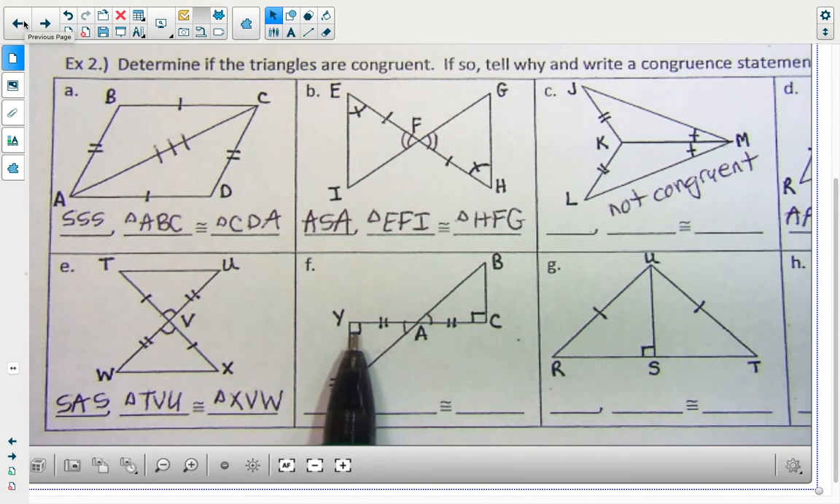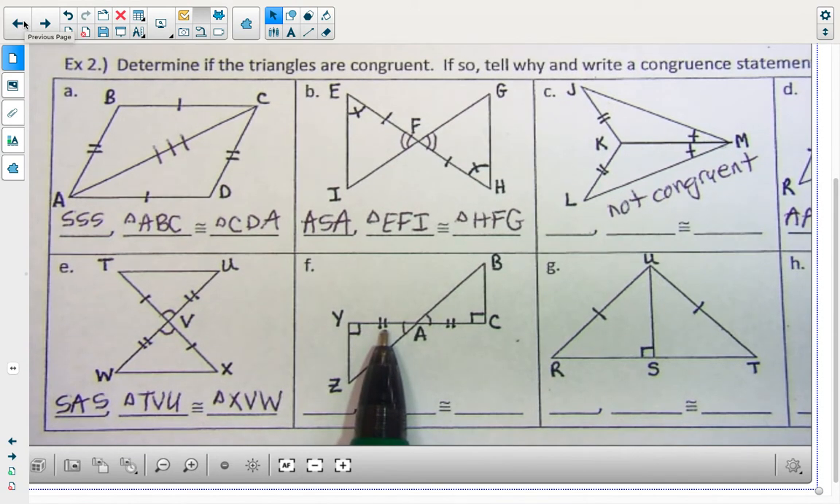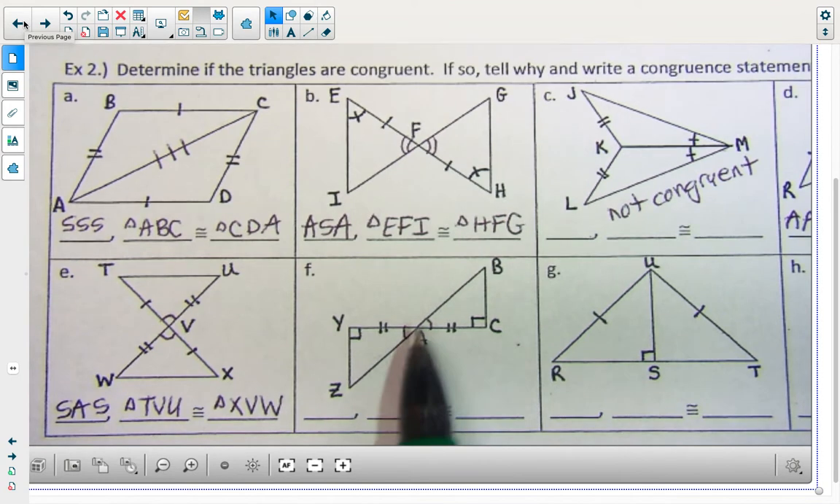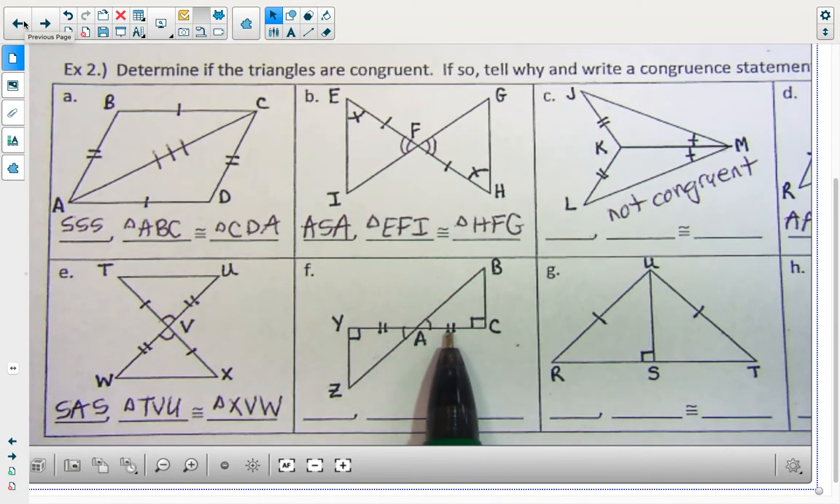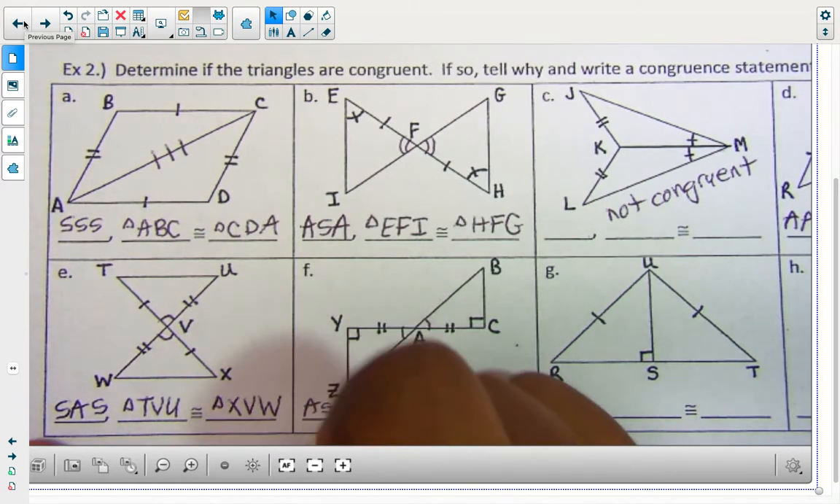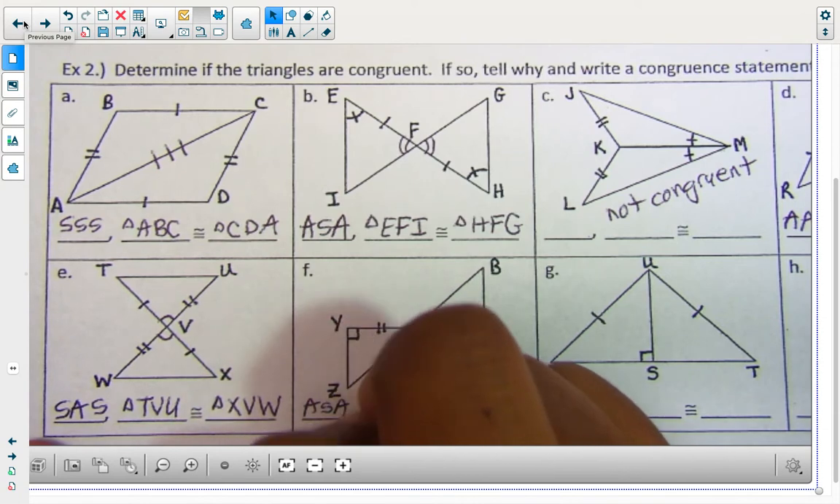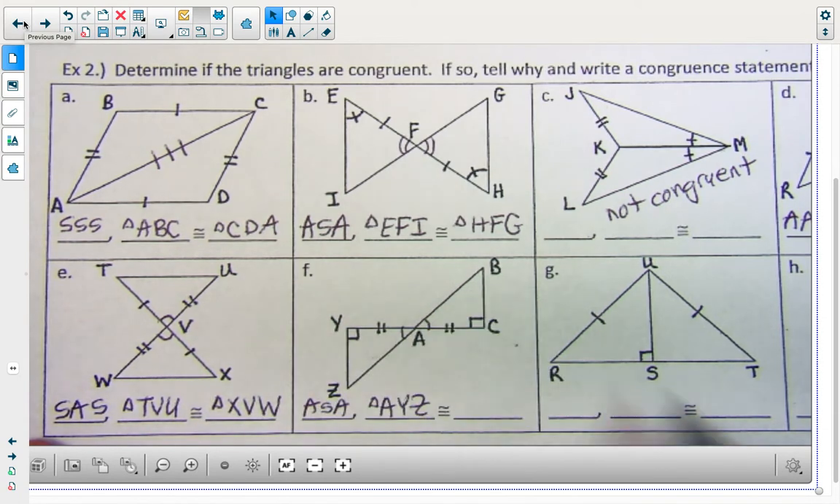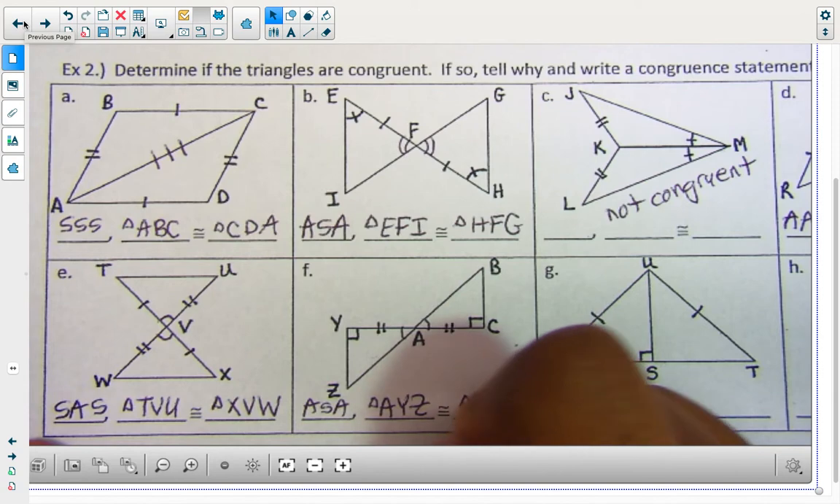So I have an angle, a side that's in between it, and then another angle. So these are congruent by angle, side, angle. So this is triangle AYZ, and this is triangle ACB.